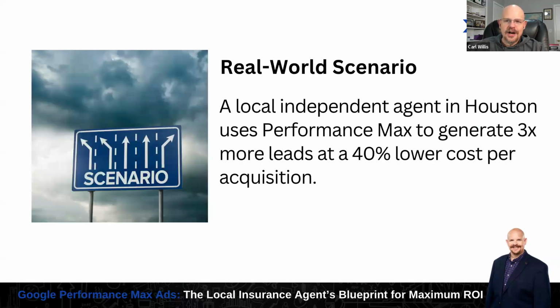Here's a real world scenario that we could use to get you thinking about how this might work. Let's take the example of a local independent property casualty agent in Houston. They've been running traditional Google search ads and they switch over to Performance Max ads. What they find is that in 60 days, they triple their lead flow, but they reduce their cost per lead by 40% because the AI driven approach is simply more efficient.